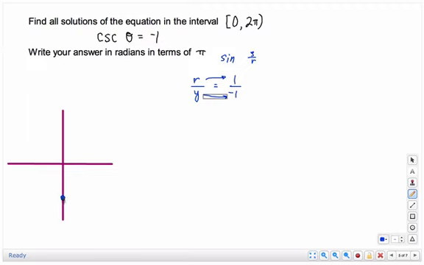My x value is going to end up being 0, by the way, because if r is the same length as x, I can't make a triangle out of it. Okay? And so we're just basically talking about this is our terminal side. We want to know what this angle theta is here. And remember, this is 0, pi over 2, pi, 3 pi over 2. So theta is 3 pi over 2.